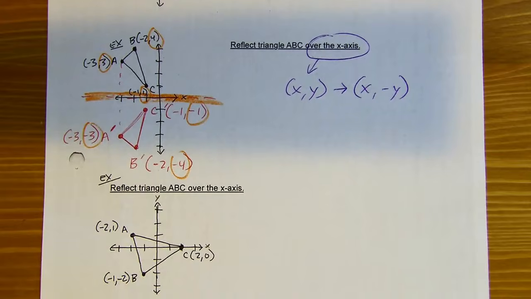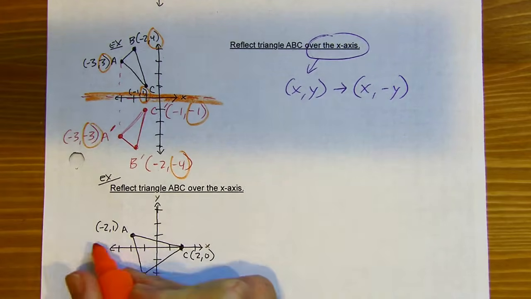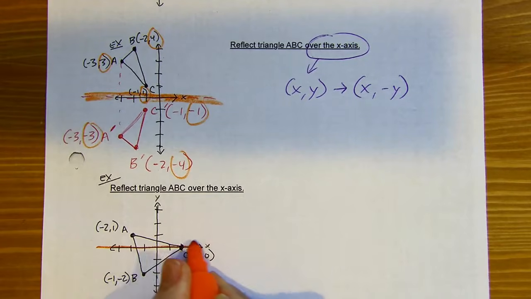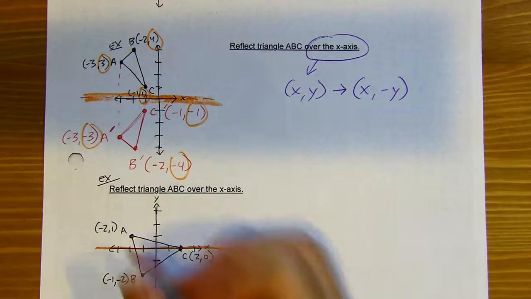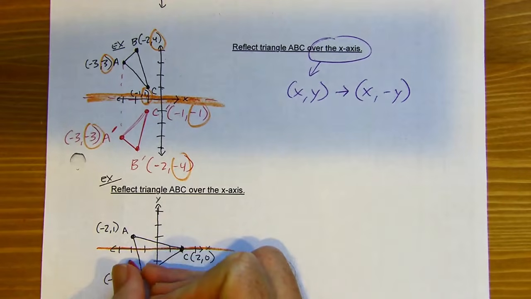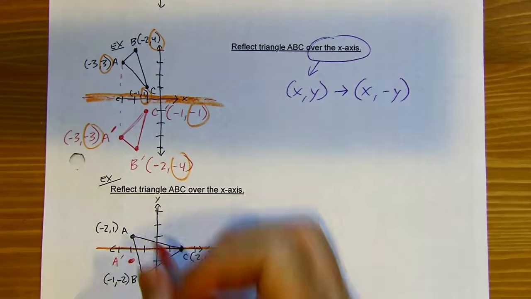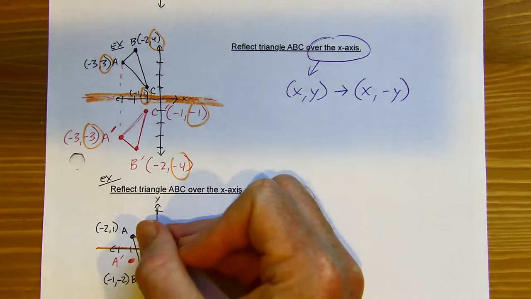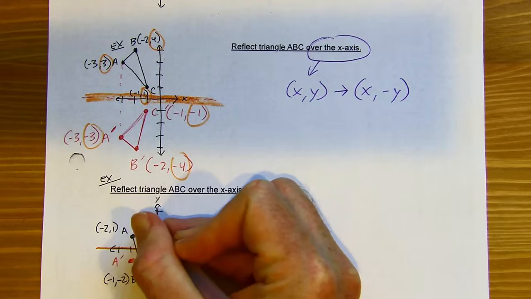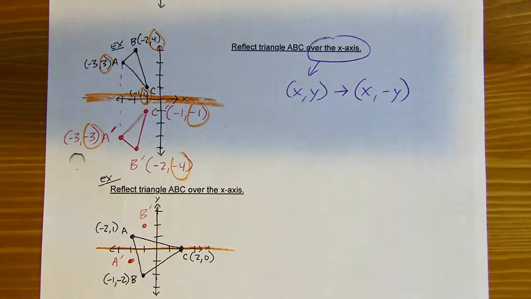Okay? All right, so maybe you want to pause it and try this one. This is going to be reflected over the x-axis. There's the x-axis, reflecting over that. So A would end up 1 unit below. Okay, B is 2 units below, so I'm going to go 2 units above. I'm crossing over the x-axis, the other side.